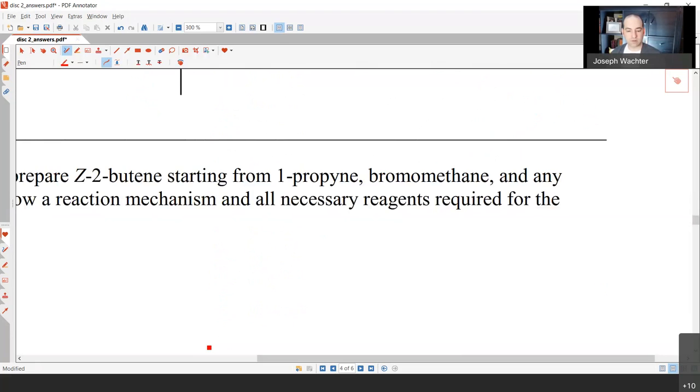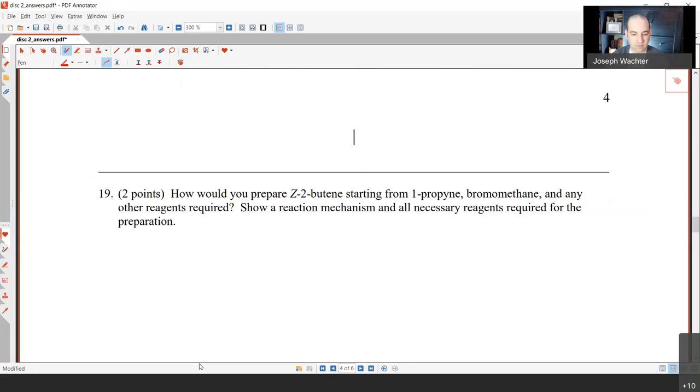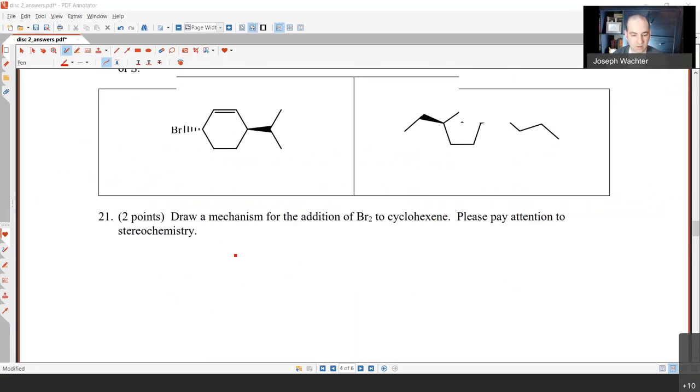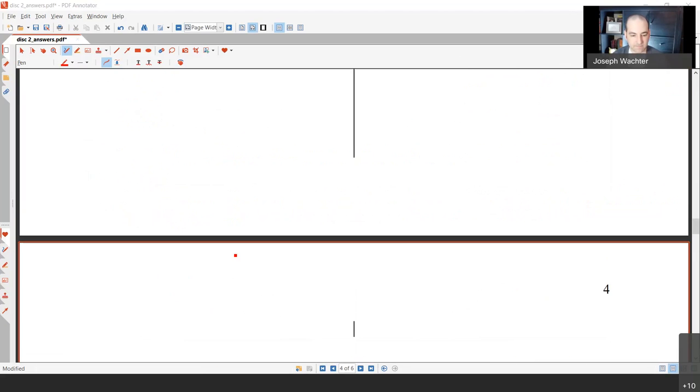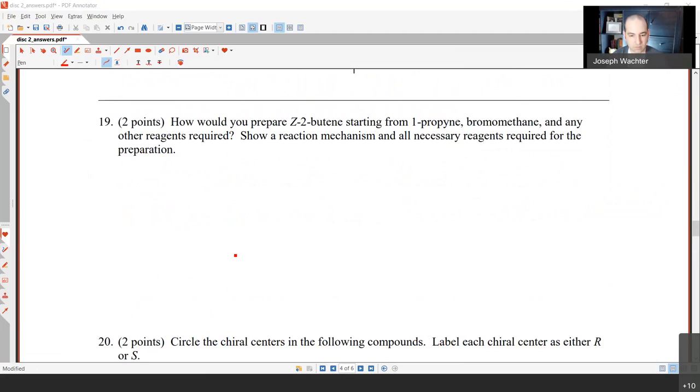Oh, there was only one thing. Okay. Did anybody get a chance to try this one yet? Zoom out on the model a little bit. Okay. Why don't you give 19, 20, and 21 a try? And then we'll go through those.